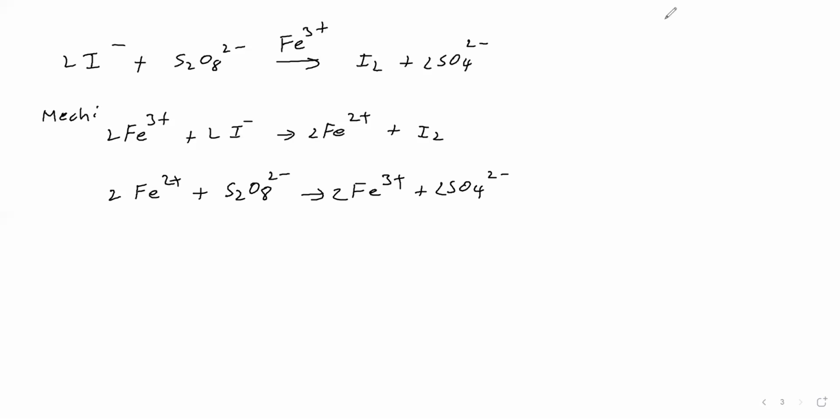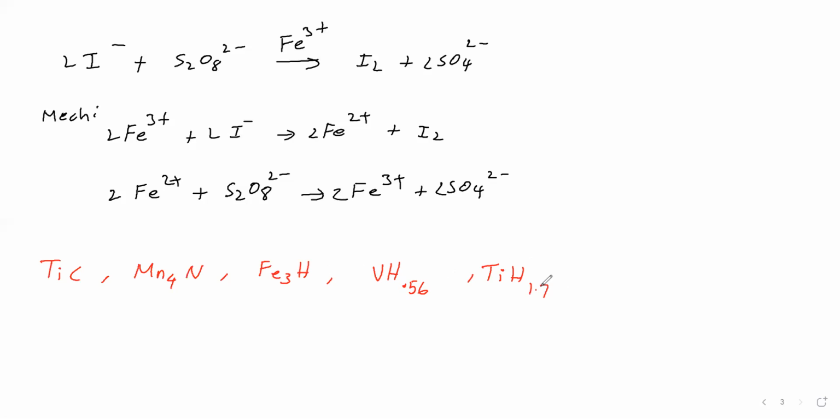Examples of interstitial compounds are TiC, Mn4N, Fe3H, VH0.56, and titanium hydride, where hydrogen is 1.7. Okay, so what are the characteristics of interstitial compounds that we will see?